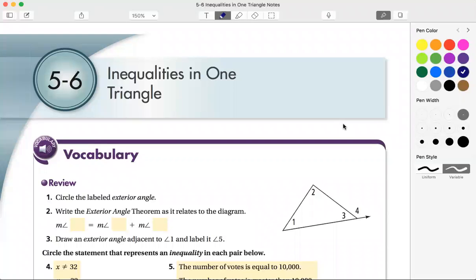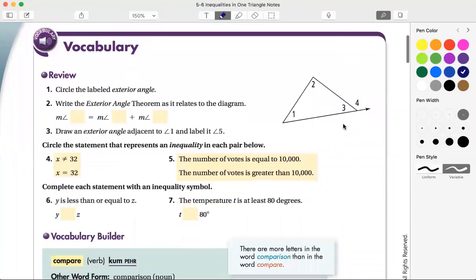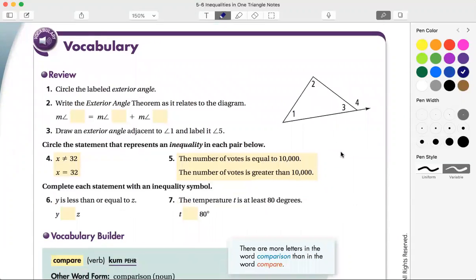All right, this is section 5-6, inequalities in one triangle. Let's start off with some vocabulary. Circle the labeled exterior angle. Right here is my exterior angle. That means the measure of angle 4 is equal to the measure of angle 1 plus the measure of angle 2. Now let's draw an exterior angle adjacent to angle 1 and label it angle 5. Here we go, and there's angle 5.